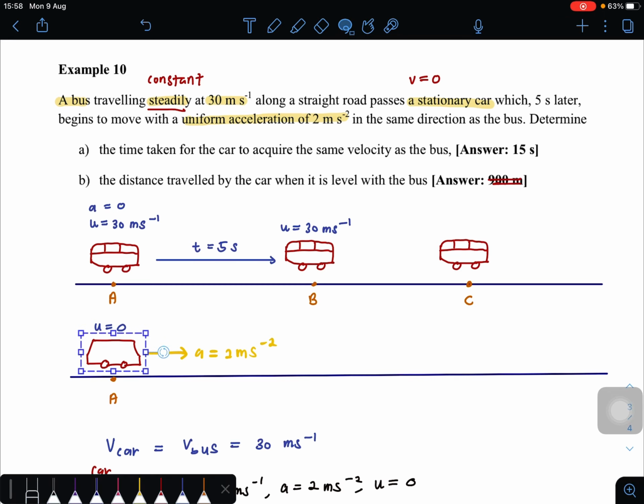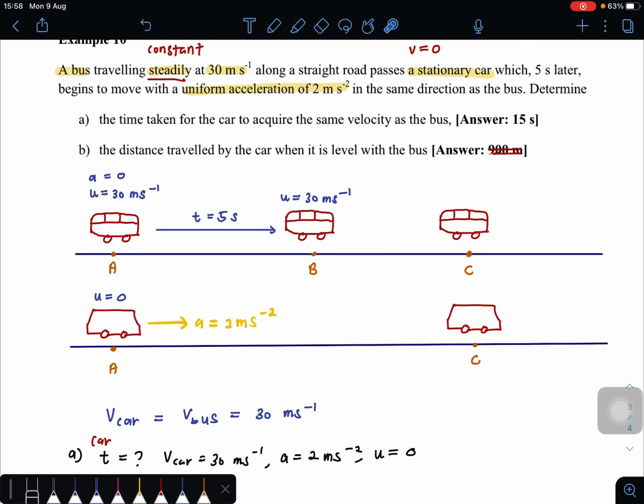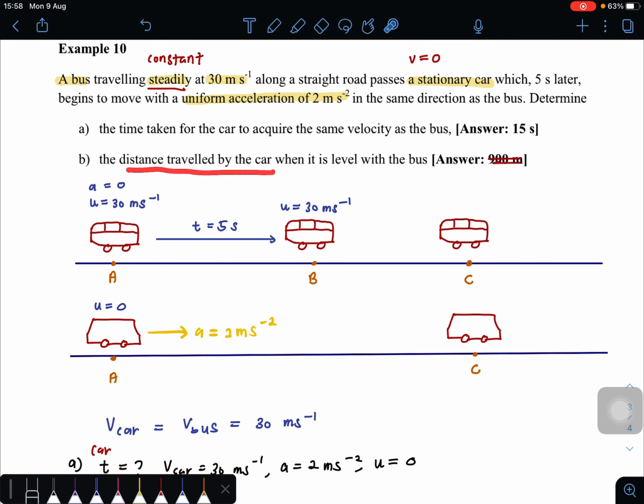And the car is also still moving, and when it reaches the same point as the bus, meaning it is at the same level with the bus, which is at point C, we label it as point C. Okay, so we want to find the distance traveled by the car. So the distance traveled from point A to point C, what is the distance traveled by the car, which is the value for S. So we want to find the distance traveled by the car.